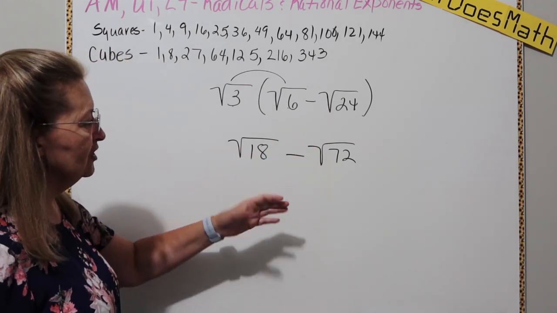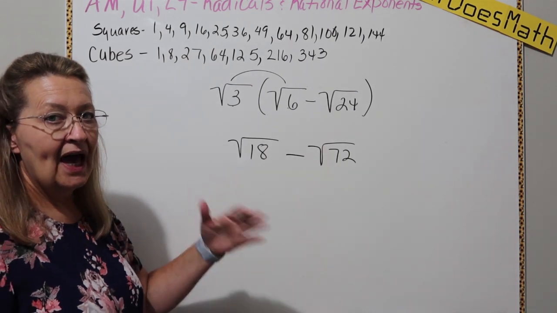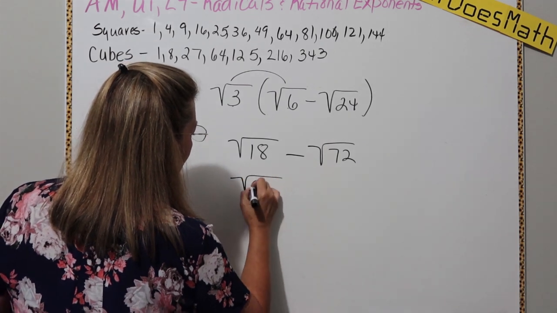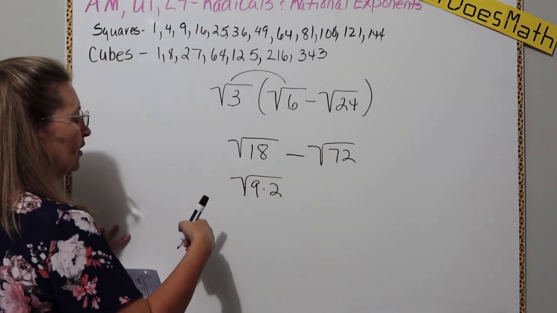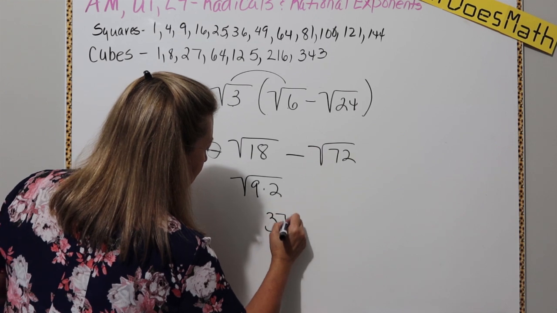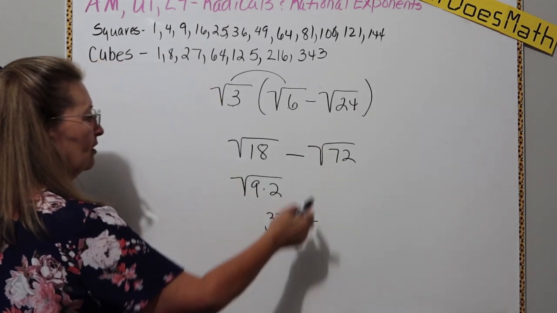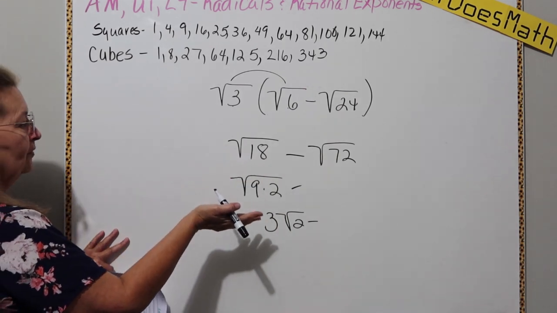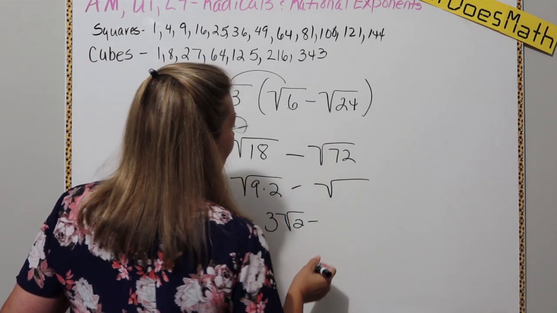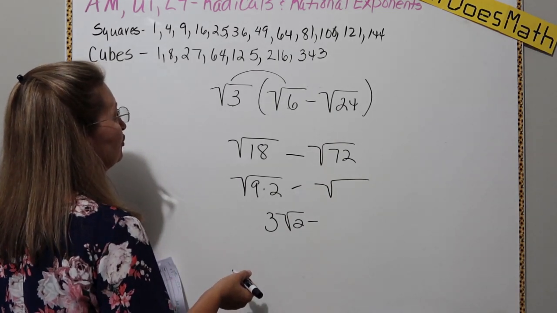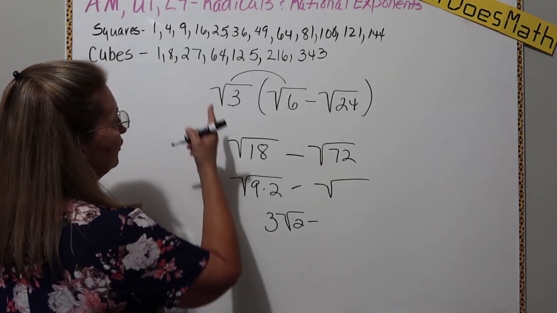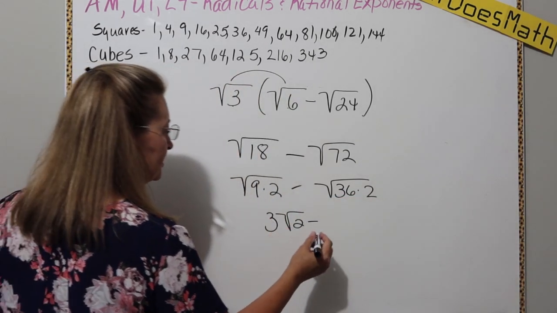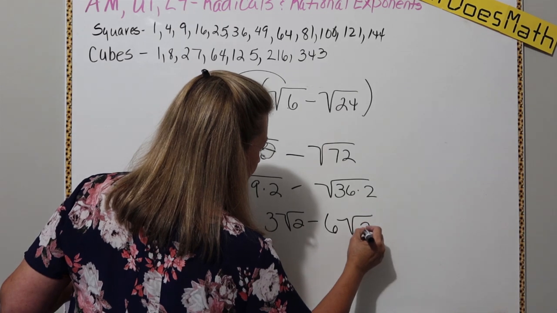They do have the same index, but before I can say, well, you can't combine those, I have to simplify them. Is there a perfect square that will go into 18? Well, 9 times 2 will. What's the square root of 9? So we've got 3 onto the square root of 2 minus. All right, let's simplify this side. What's a perfect square that will go into 72? 9 will, but I think something larger than 9 will. How about 36? 36 times 2. What's the square root of 36? 6 onto the square root of 2.